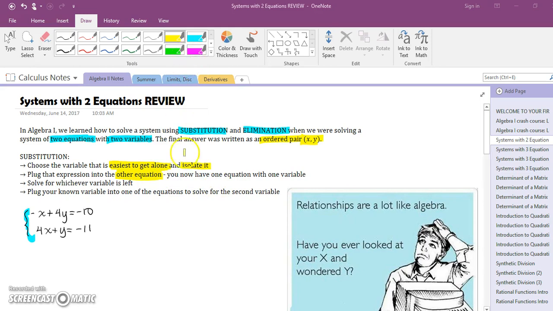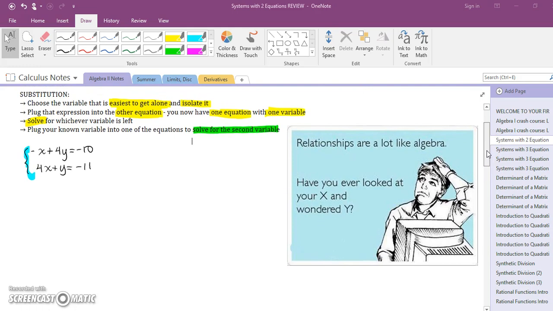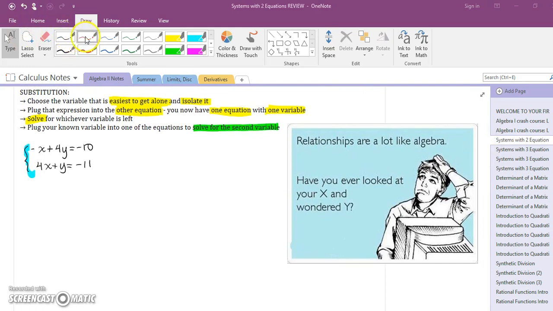So after you do that, you're going to end up with one equation with only one variable, and that lets you solve for that one variable. At that point, you'll have one variable solved for as a number, and then you can plug that number into one of the equations to solve for the second variable. So make sure you have those steps written down, and we're going to go ahead and solve this one using those steps. So first step here, I have to find the variable easiest to get alone.